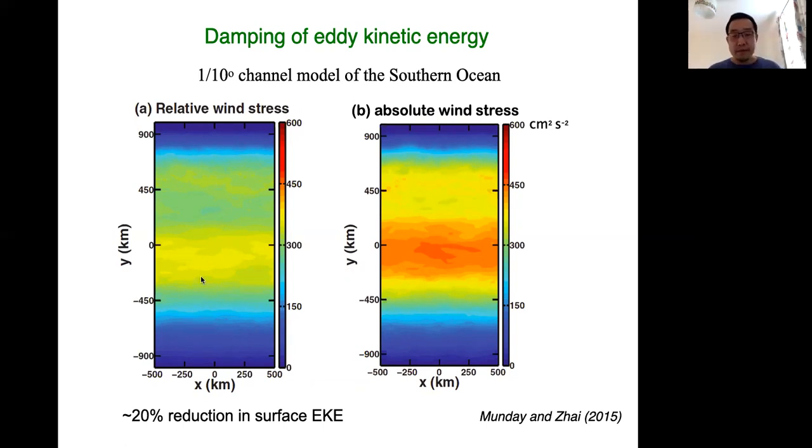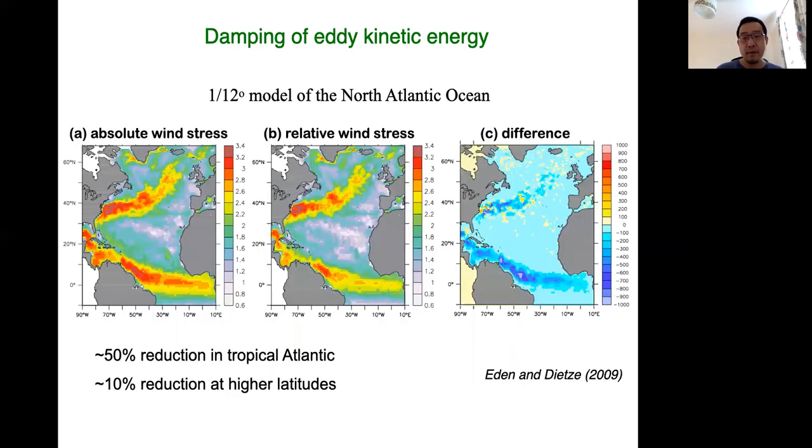So what we can see visually, the eddy kinetic energy is reduced almost everywhere in this model when relative wind stress is used. So if we integrate over the whole domain, there is roughly about 20% reduction in the surface EKE in this model. Okay. And similar results were also found in a 1/12 degree model. It's a realistic model of the North Atlantic Ocean.